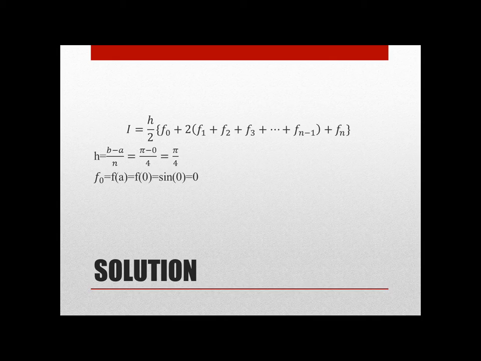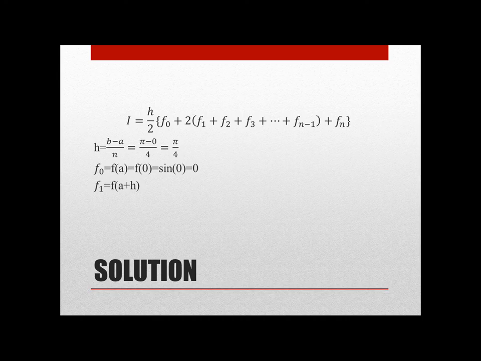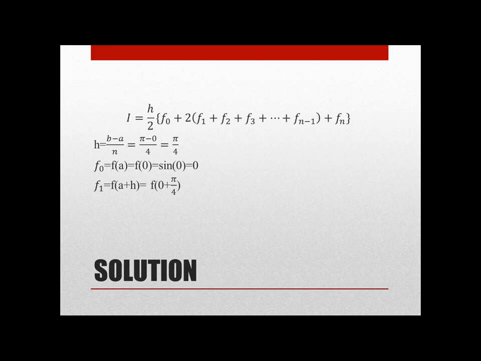Now how about for the f sub 1? F sub 1 is solved by adding h to your a, or substituting a plus h in your function. So your h is pi over 4 while your a is 0. Therefore, we'll get the value of the function at pi over 4. So that would be sine pi over 4. Using your calculator, that would be 0.707106781. Okay, that's for f sub 1.